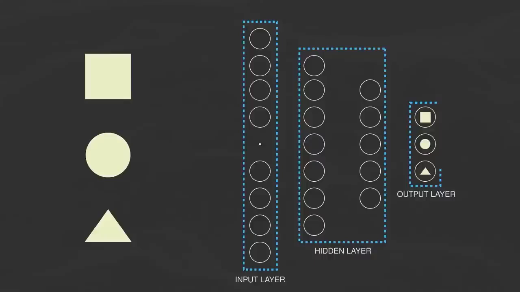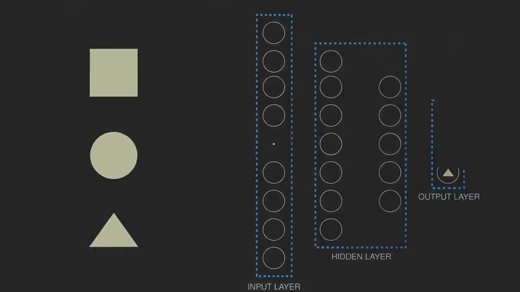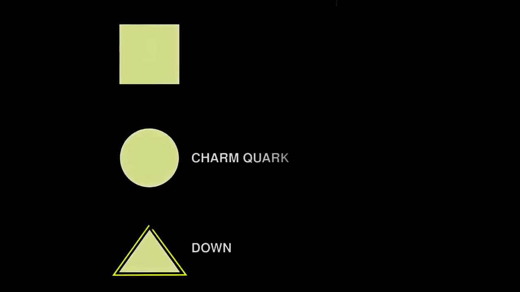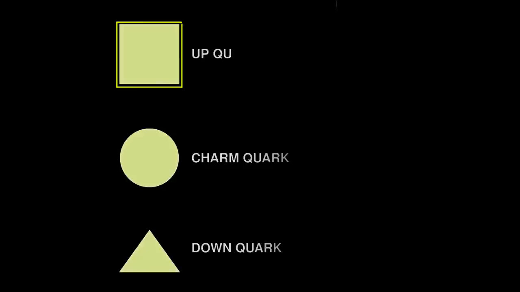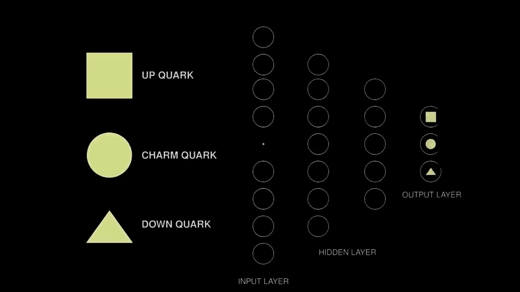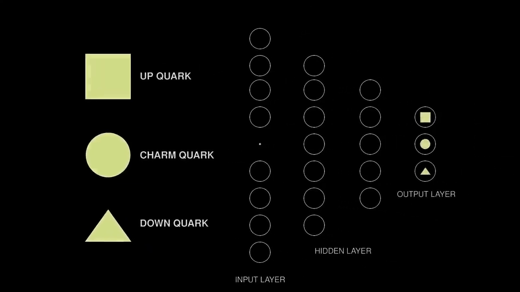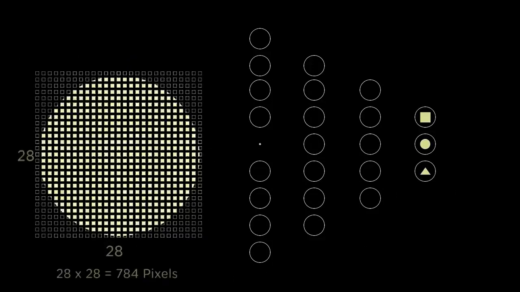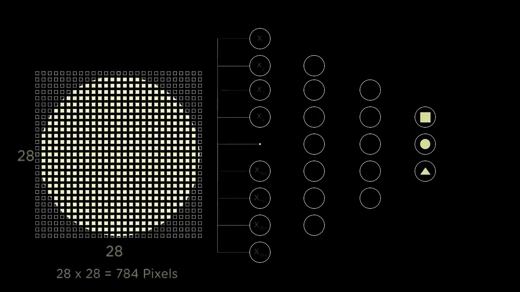To illustrate this process better, imagine the wave function of the charm quirk represented by a circle, the down quirk by a triangle, and the up quirk by a square. The neural network's analysis involved intricate interactions between these representations, ultimately leading to a valuable insight into the behavior of the charm quirk. Now, to understand exactly how this process happened, let's consider the circle and explore the process step by step. Initially, the circle is divided into pixels, and each pixel is transmitted to individual neurons in the input layer.